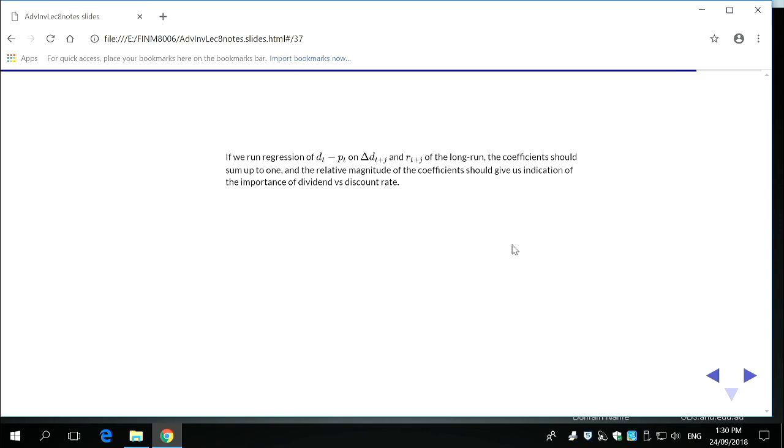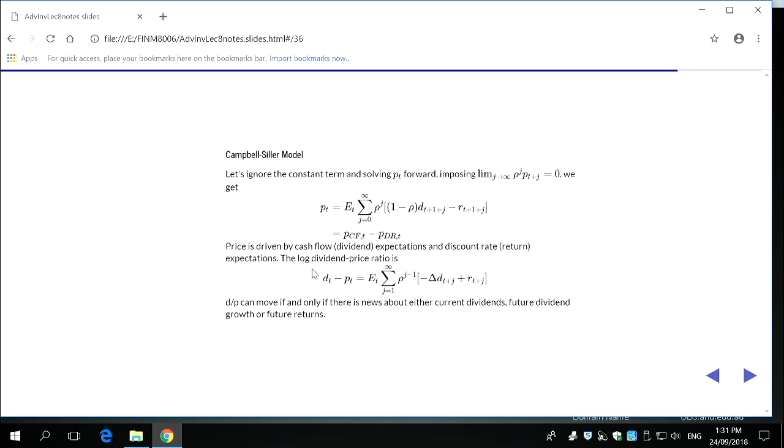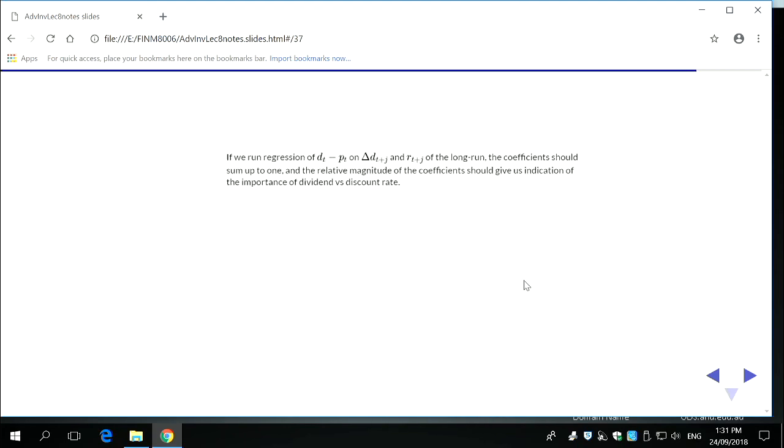All right, so if we run the regression of log DP on this change of the dividend and the discount rate of the long run, the coefficients should sum up to 1, because if you take the variance on this side and the variance on that side, it should be equal to 1. All right? So the coefficients should sum to 1, and the relative magnitude of the coefficients should give us an indication of the importance of the discount rate versus the dividends.